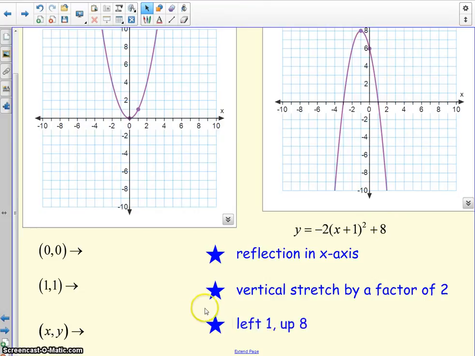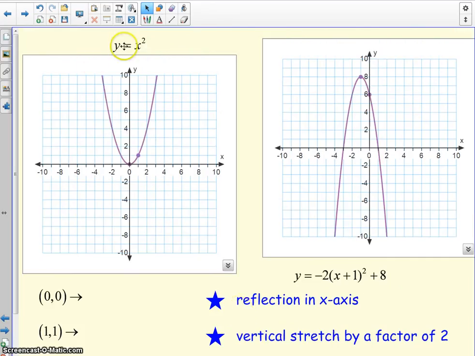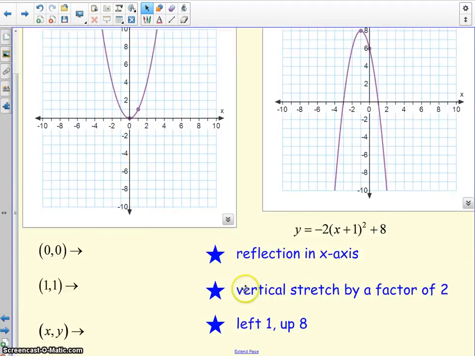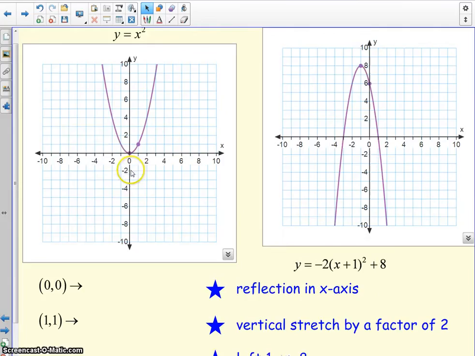And what I'm going to do here is take points that are on y equals x squared. I've indicated two of them here, 0, 0 and 1, 1. I'm going to take these points and go through all these transformations to them and see what happens to those points after we do those transformations. So I'm going to start here with 0, 0.